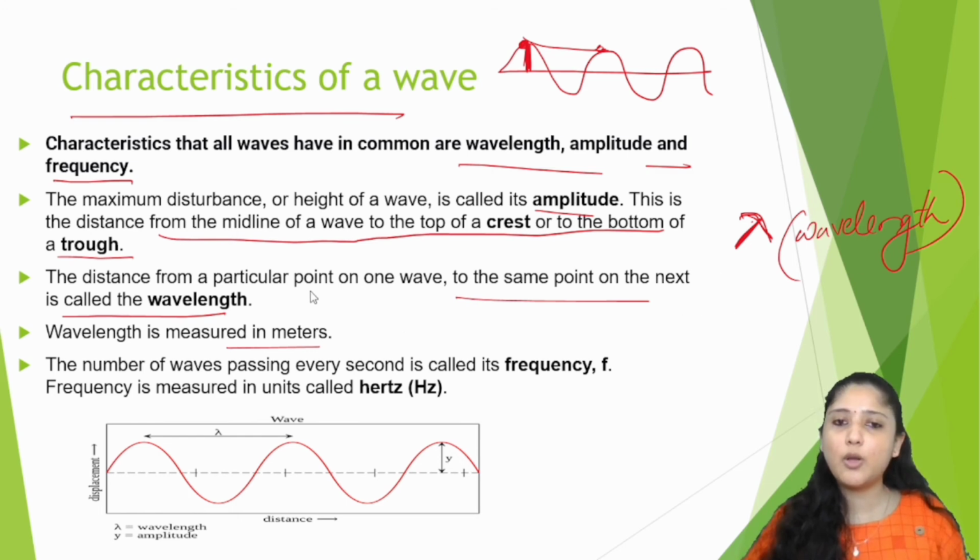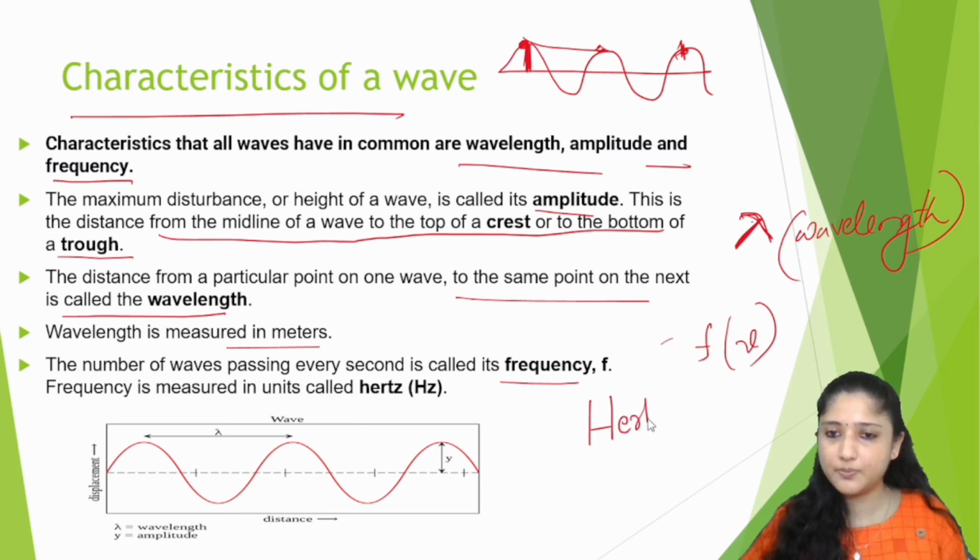It's the distance from a particular point on one wave to the particular point on the other. The number of waves passing a point in every second is called frequency, F. Frequency is measured in hertz. Frequency is represented by F, or we can represent it as nu. The unit is hertz, or Hz.